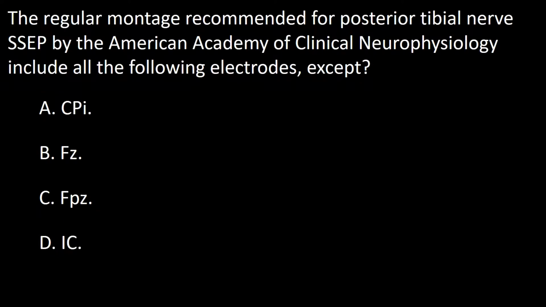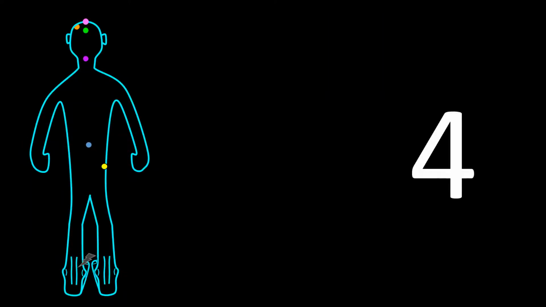Next question. The regular montage recommended for posterior tibial nerve somatosensory evoked potential by the American Academy of Clinical Neurophysiology includes all of the following electrodes except: A, CPi; B, FC; C, FPC; D, IC. The American Academy of Clinical Neurophysiology recommends that at least 4 channels be used for posterior tibial nerve somatosensory evoked potentials.